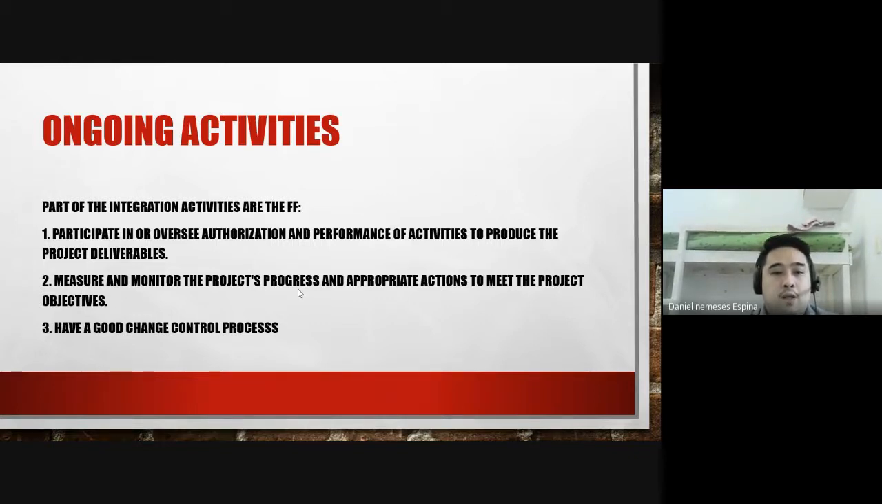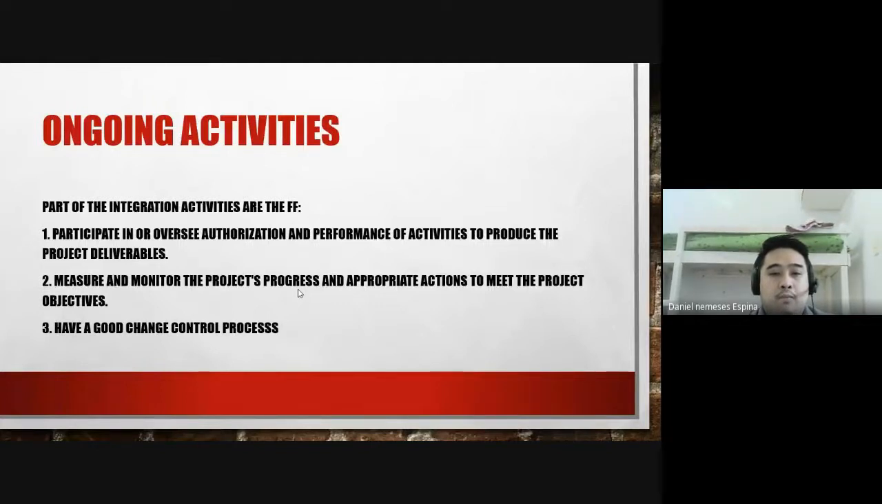Second is measure and monitor the project's progress and take appropriate actions to meet the project objectives. So you have to encourage your members, those who are executing the project. Okay? So encourage them so that if there are problems, they should not be afraid to tell you, so that a solution can be found right away. Okay? Rather than finding out at the last minute. Okay?